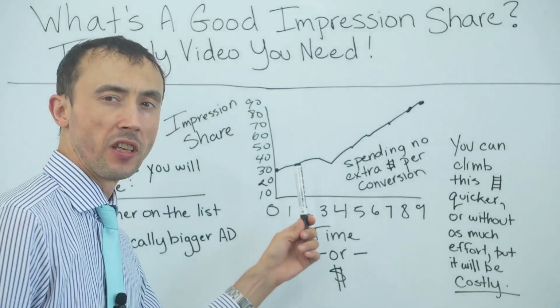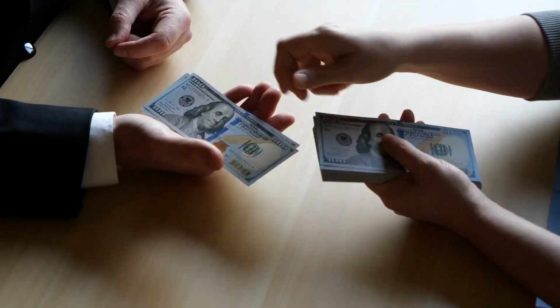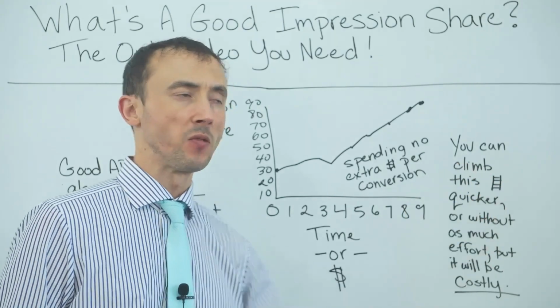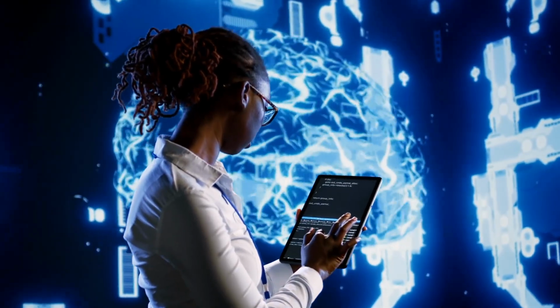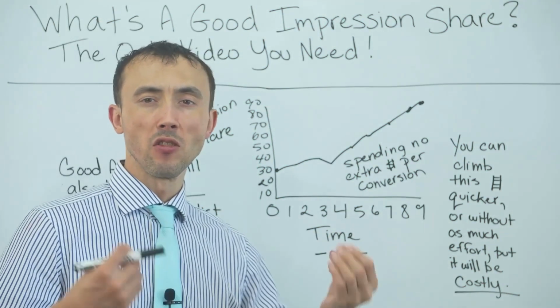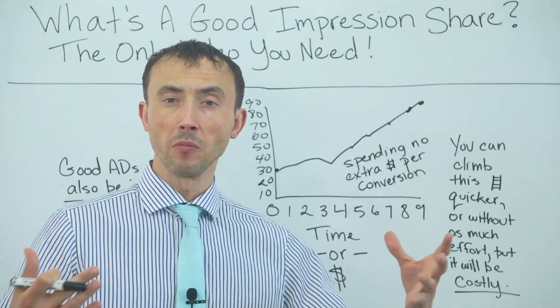why, more importantly, you're not going to get that 90% impression share unless you pay a lot of money at the beginning of your journey running PPC ads for your business. This is all down to the machine learning algorithms that Google Ads has and how you have to play to the algorithm to show that you should get that 90% plus impression share.